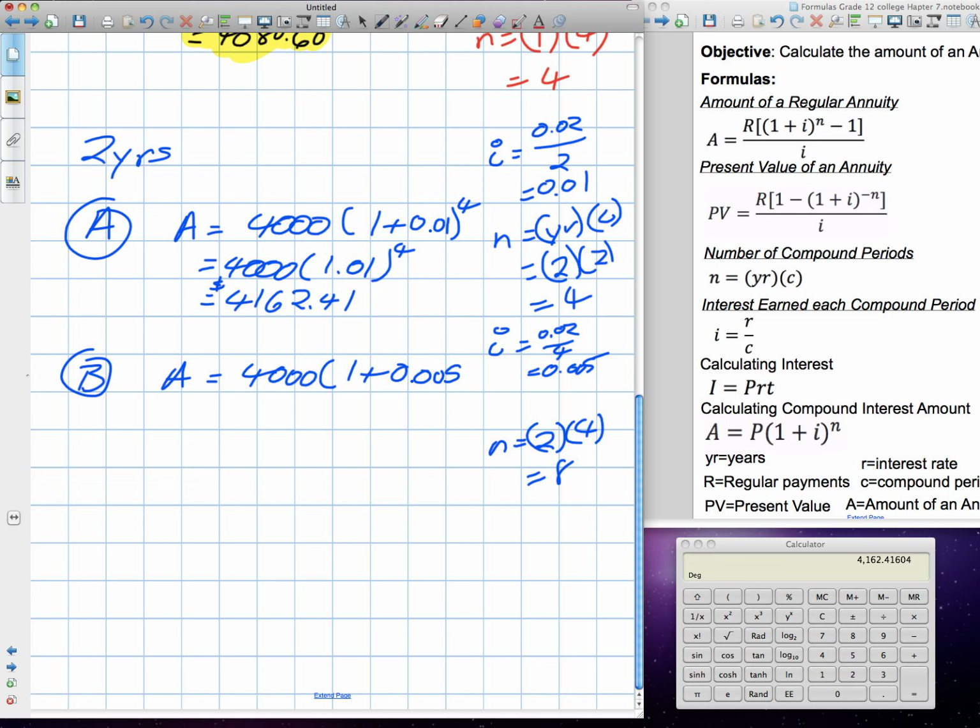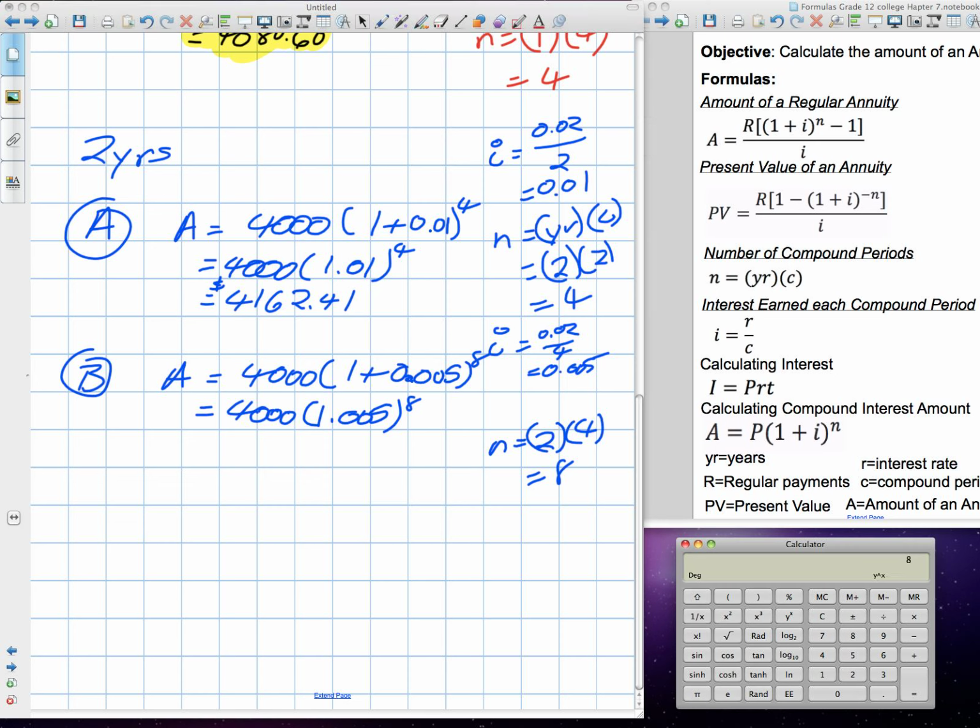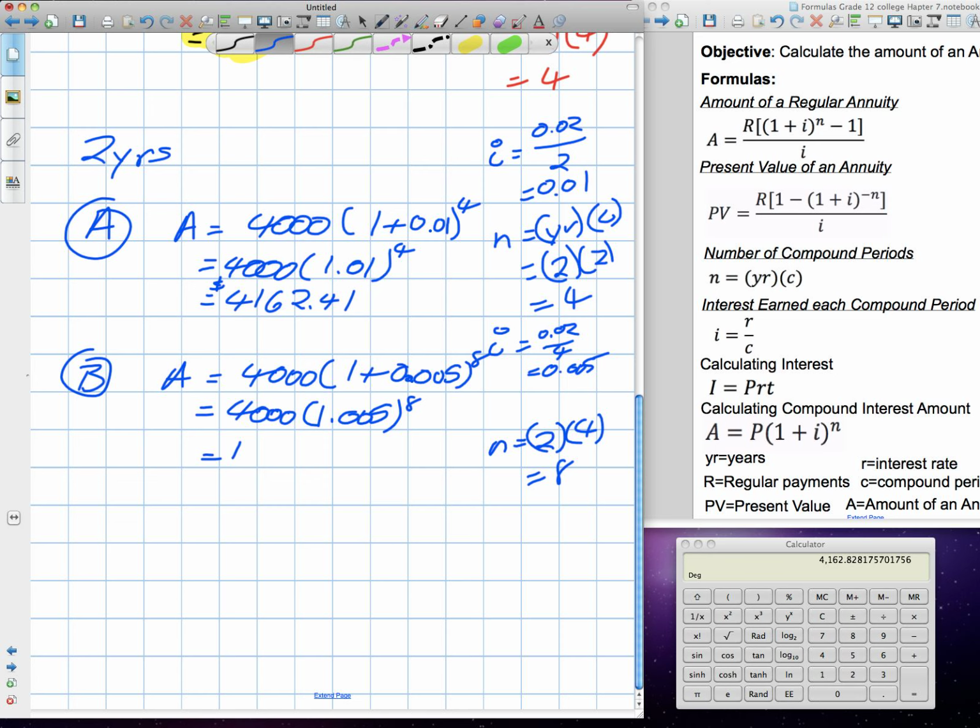So we're doing an exponent of 8, and why this is important, we just did exponents. You can see how much, when exponents jump, these numbers get much larger, much quicker. 4,000, 1.005 to the power of 8. 1.005 to the power of 8 times 4,000. $4,162.82. So let's do it. Oh, if we round up, yeah, 83. Okay.